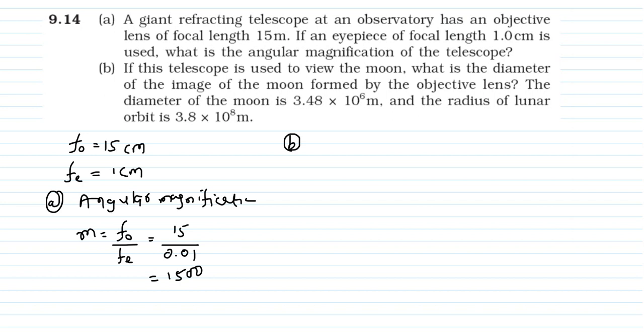Now question B: this telescope is used to view the moon. What is the diameter of the image of the moon formed by the objective lens? The diameter of the moon is given, right? And the radius of the lunar orbit is 3.8 into 10 raised to 8 meter. So here we can say it is like this. For example, this is our axis.